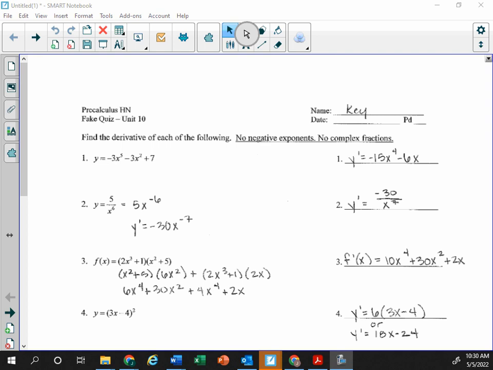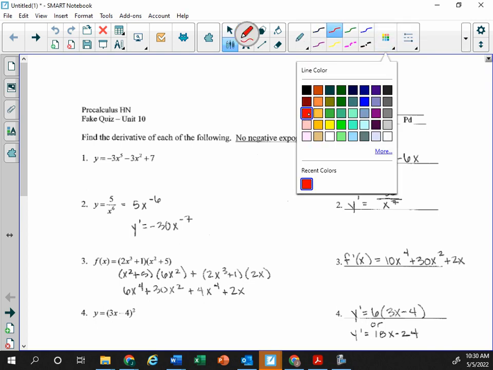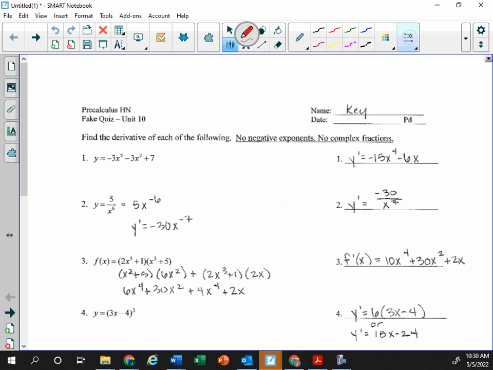Okay, guys, let's start going through your big quiz here. Make sure when you're writing the derivative, if it starts as y prime, you could also write dy dx if you wanted to. But make sure you aren't just saying like negative 15x to the fourth minus 6x. Have an equation in here. So you could say that if you wanted to as well.